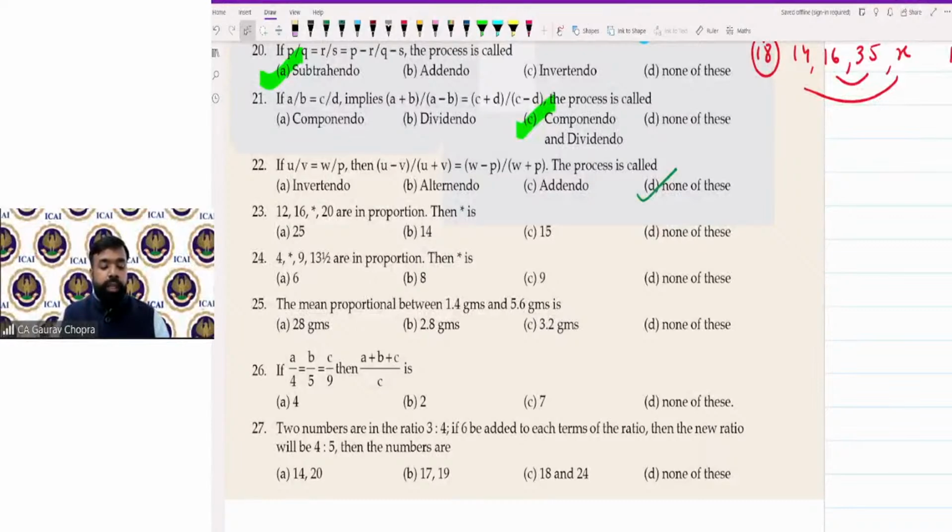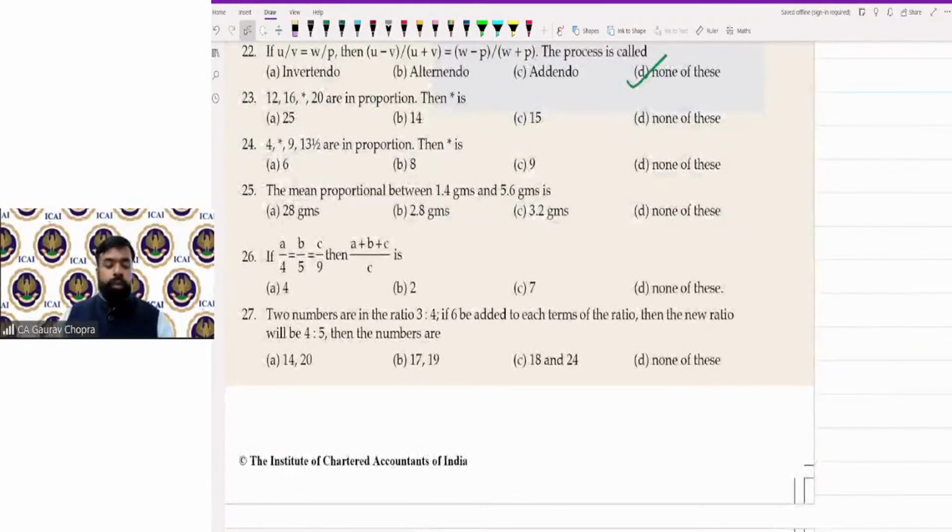So 23 is very easy. One figure is missing. You can calculate. 24 is same. Again, you can calculate. 25 is the mean proportion. So mean proportion also we have done many questions. 26. Now this 26 can be done very easily because we have practiced 2 times. We require A plus B plus C to add all the numbers. 4 plus 5 plus 9 divided by C. What is the value of C? It is 9. So 18 upon 9 gives 2. So in this way, you can easily solve.